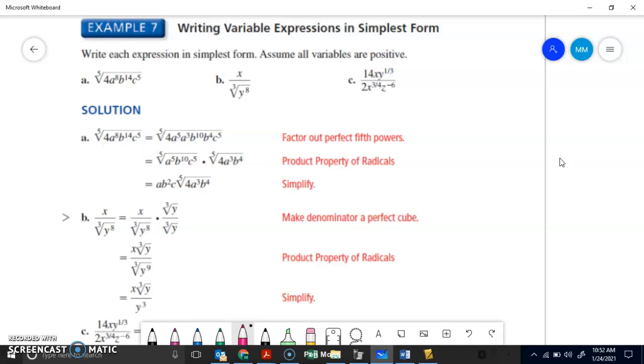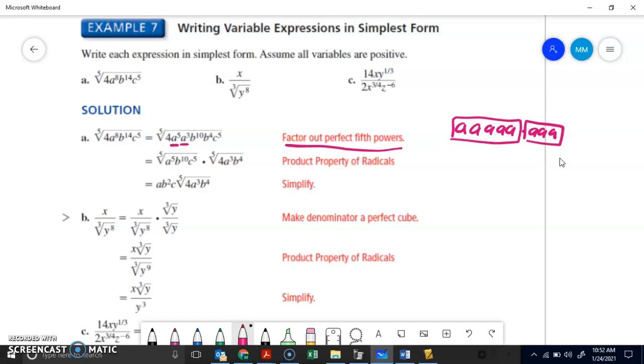What we're going to do is factor out the perfect fifth roots. To be a perfect fifth root, the exponent has to be divisible by 5. So what I have is a to the 8th, which is 8 a's. You don't have to do this, but I'm just showing how expanded form works. 8 a's all being multiplied. Well, I need something divisible by 5. So I'm going to take 5 a's and 3 a's separately, and break it up into a to the 5th and a to the 3rd.